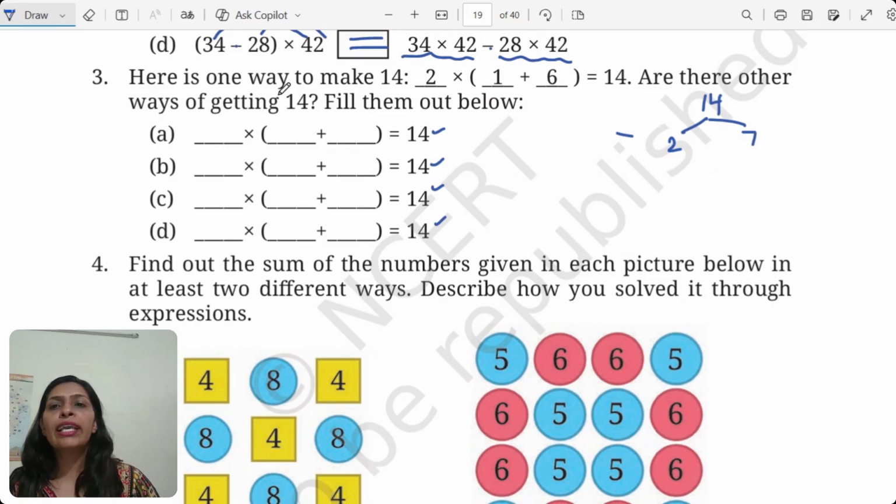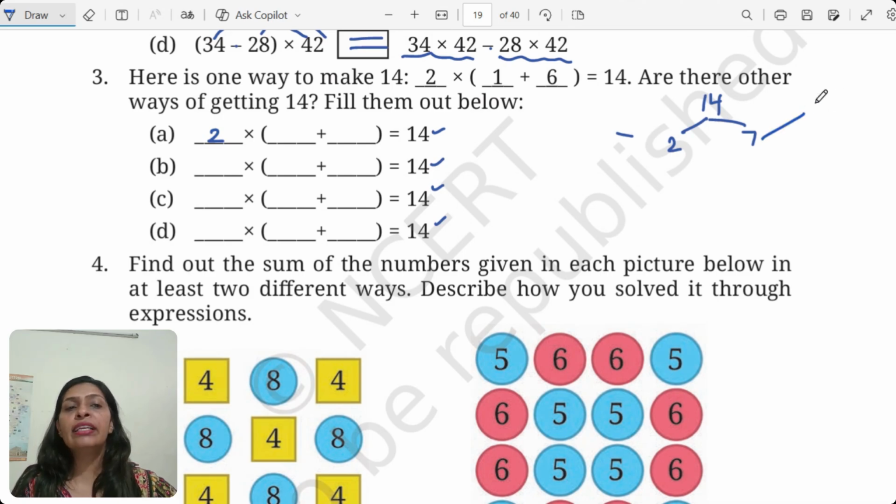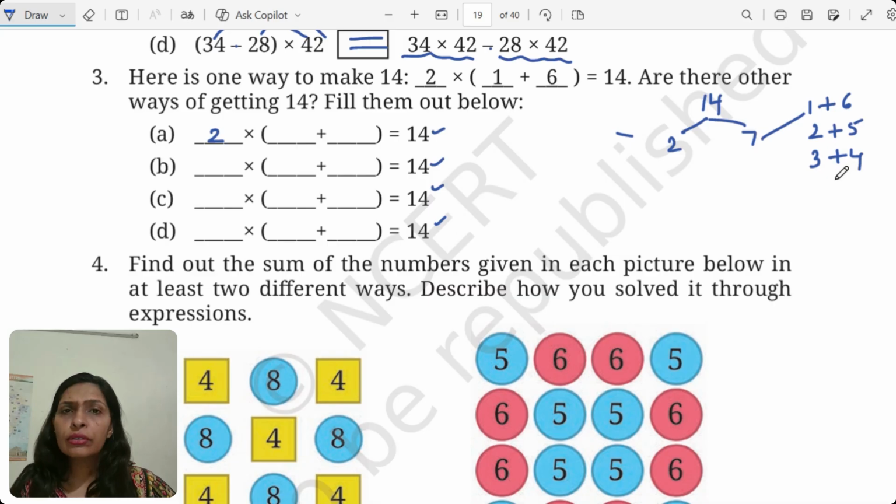So what I can do is keep fixing this 2 every time, and this 7 can be formed as 1 plus 6, or it can be 2 plus 5, then it could be 3 plus 4. Can you do some more? No? Okay, so this is it. So at least let's fill up these parts. So it is 2 times 1 plus 6, or you can write 2 times 2 plus 5, then 2 times 3 plus 4.